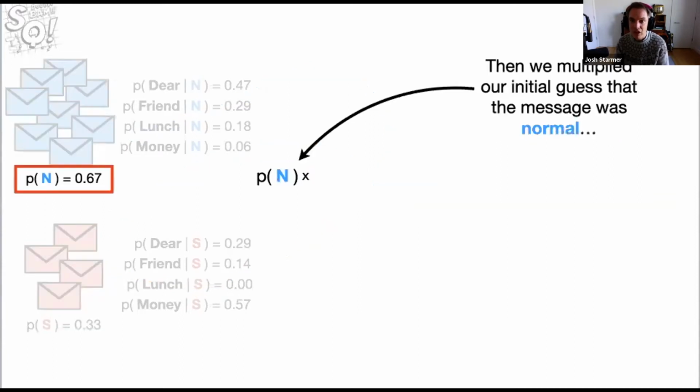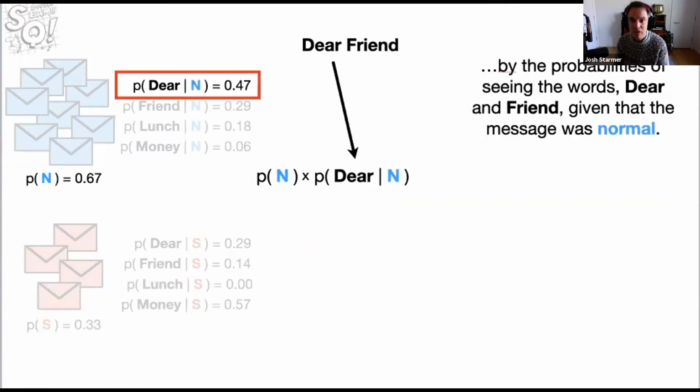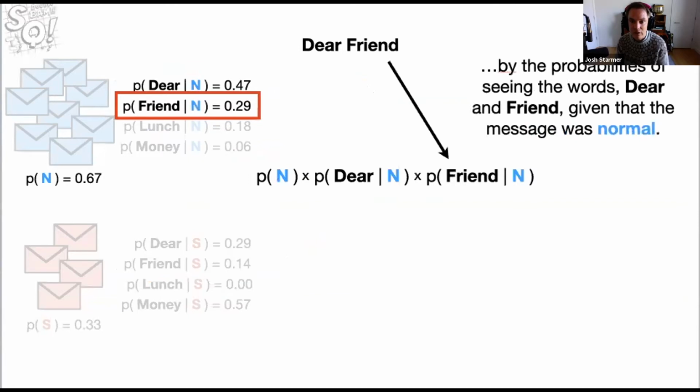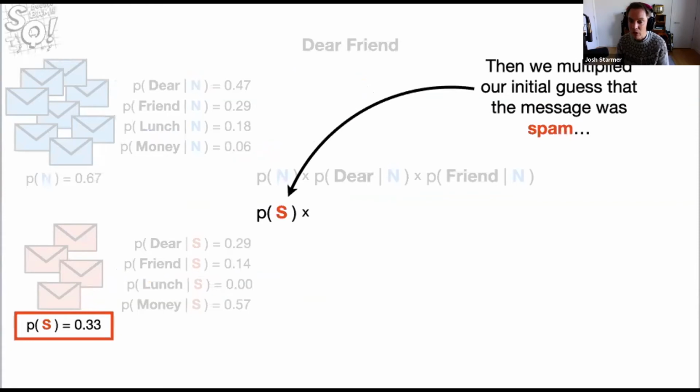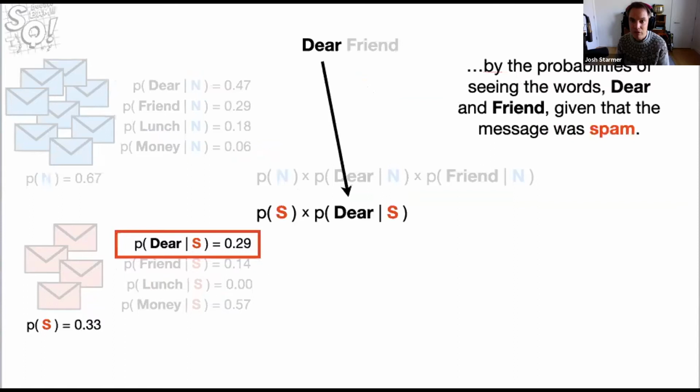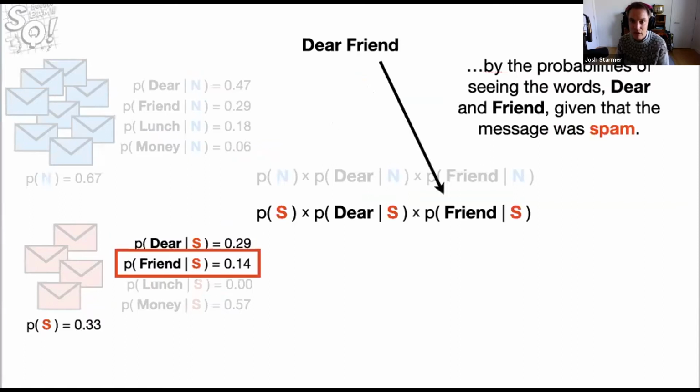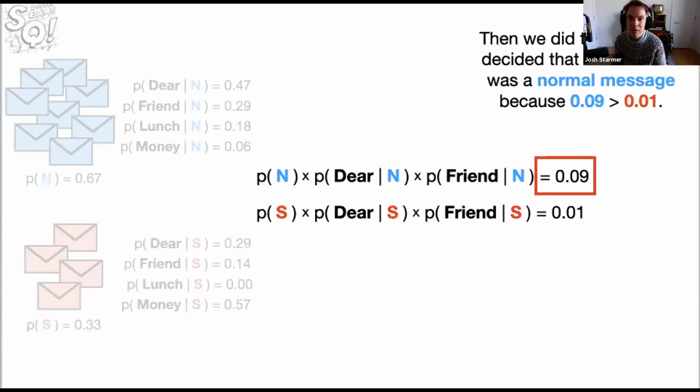Then we multiplied our initial guess that the message was normal by the probabilities of seeing the words dear and friend, given that the message was normal. Then we multiplied our initial guess that the message was spam by the probabilities of seeing the words dear and friend, given that the message was spam. Then we did the math and decided that dear friend was a normal message because 0.09 is greater than 0.01.